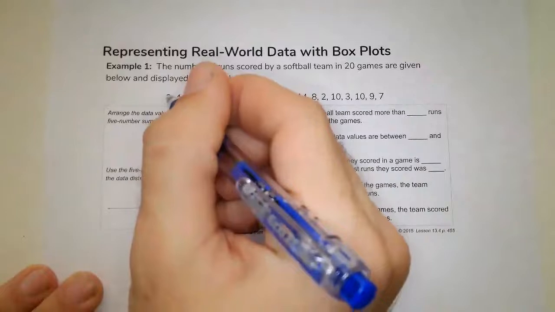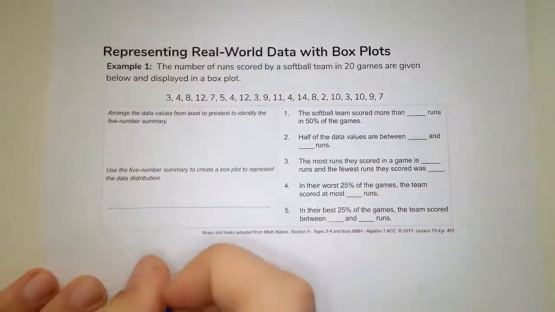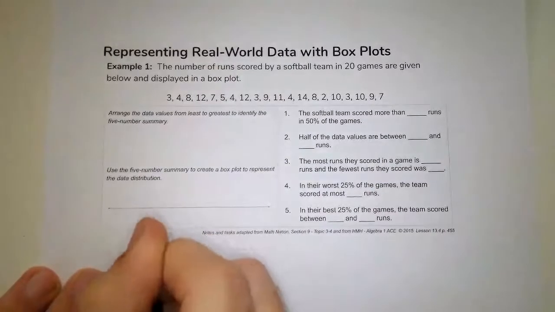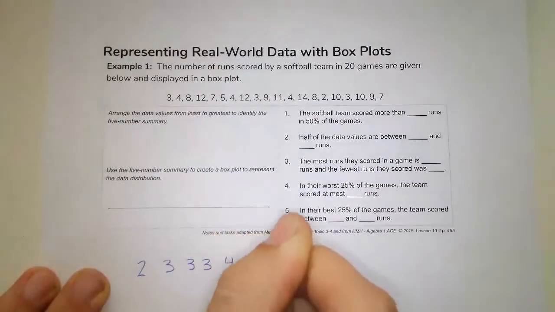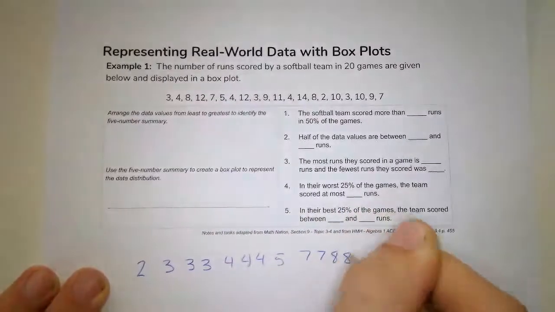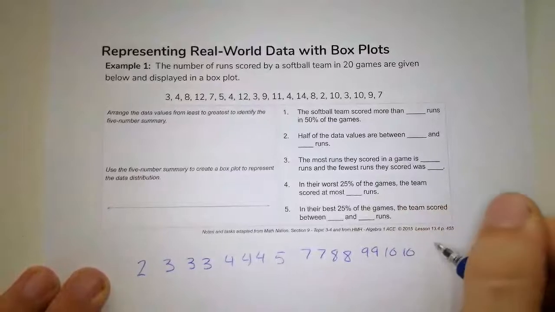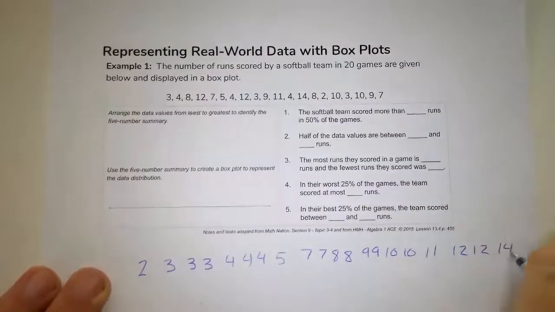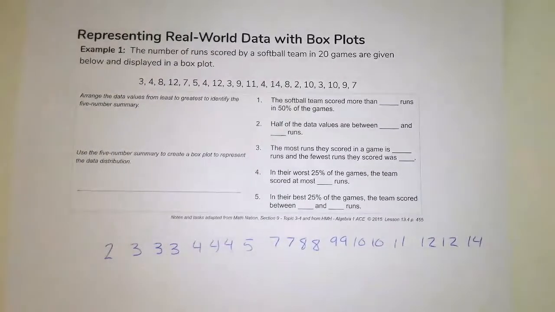Now we could just go through here and say, okay, 3 and then 4 and going on. I have it written already, so I'm just going to go ahead and get through this pretty quickly. We have 2, 3, 3, 3, 4, 4, 4, 5, 7, 7, 8, 8, 9, 9, 10, 10, 11, 12, 12, 14. So you guys can see all of that.